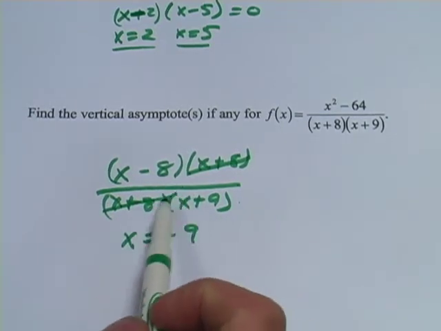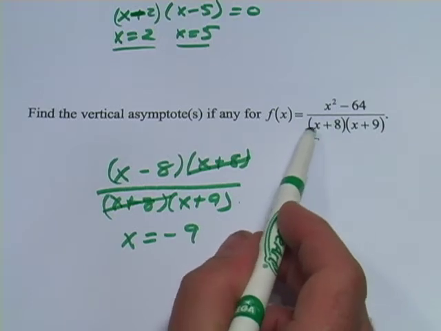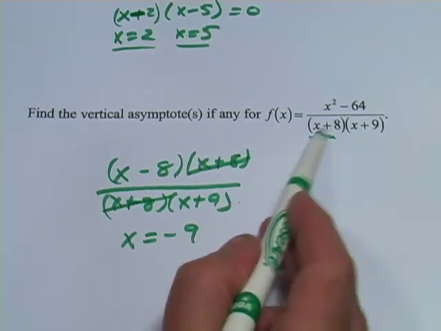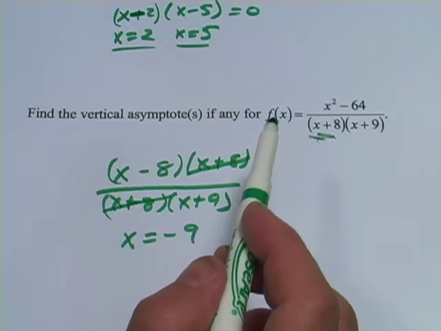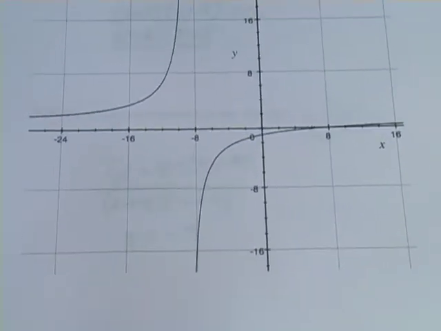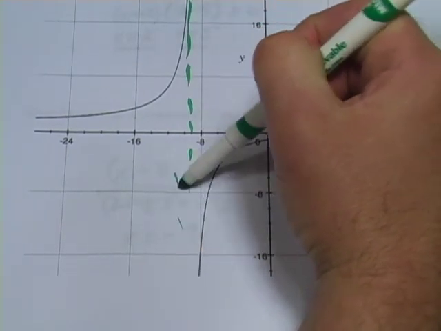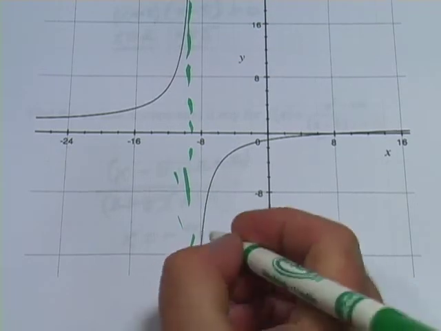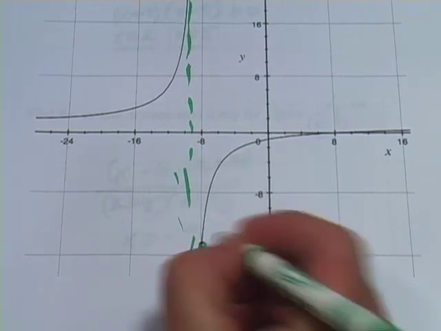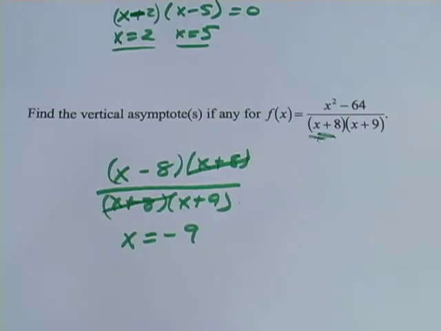Now, this x plus 8, it's not like it doesn't exist. There is a hole in the graph, technically, where that is, but there isn't an asymptote. And if you look at the graph for this one, you can see we really only have one vertical asymptote, and it's here at negative 9. Although at negative 8, there should be a hole in the graph that wasn't shown on here. So that's a little bit of work with finding vertical asymptotes on rational functions.